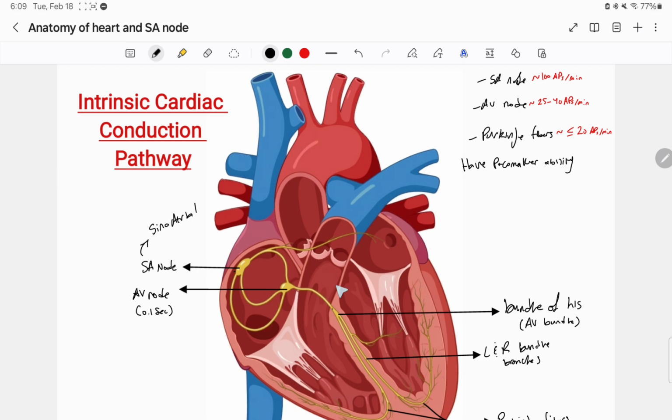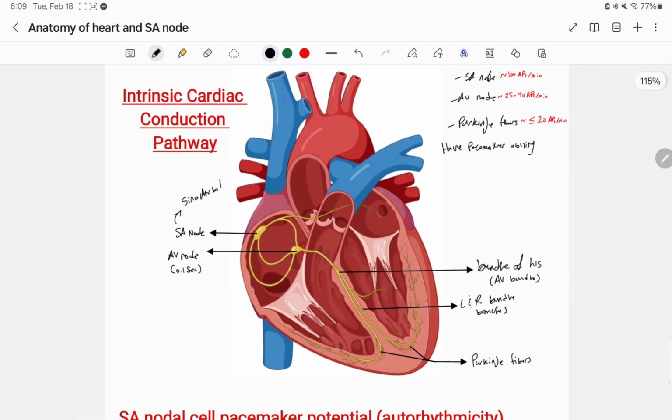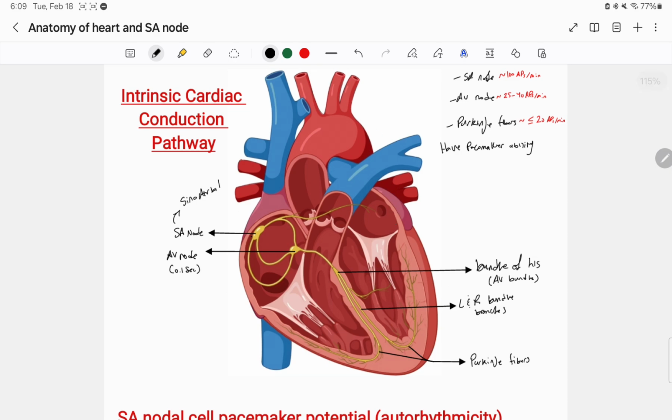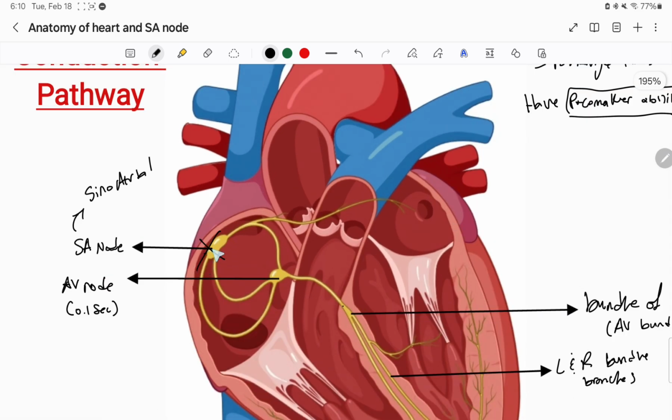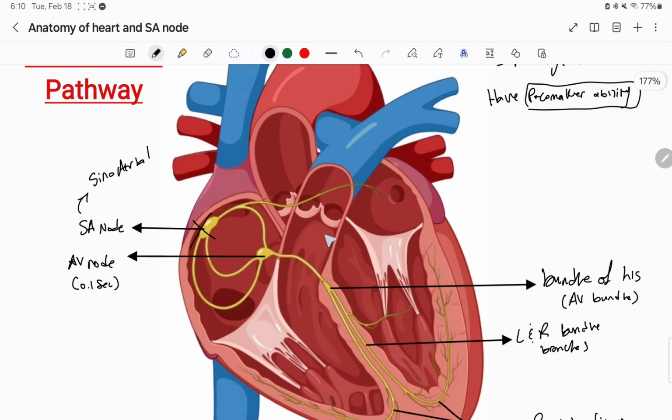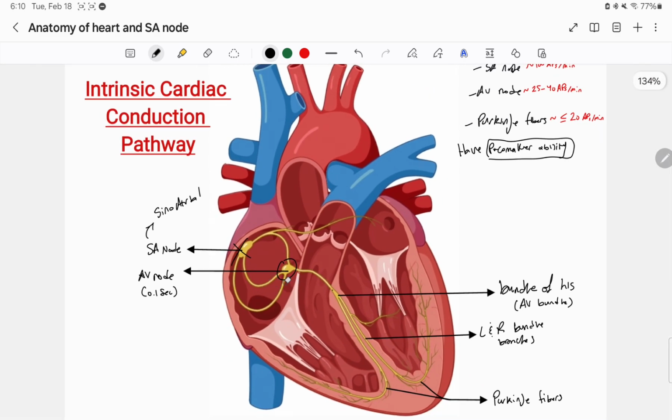Now, this right here is the reason why the heart can actually beat on its own. This intrinsic cardiac conduction pathway, okay? And it's because of the pacemaker ability, or the autorhythmic ability, of this SA node cell. If you were to damage the SA node so that it doesn't work, well, the next pacemaker that can take the job is the AV node. If you were to damage the AV node, the next pacemakers would be the Purkinje fibers, okay?